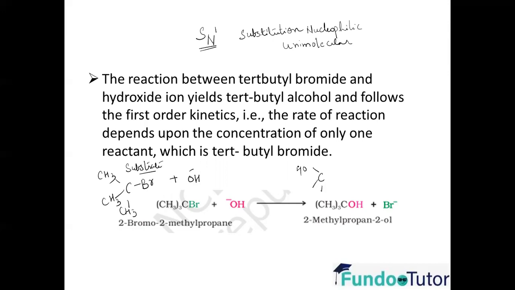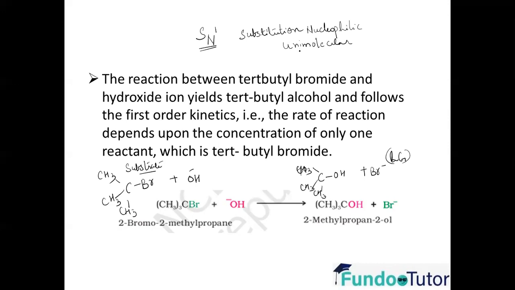This is CH3, CH3, CH3, OH, and Br minus is the leaving group, represented by LG here. This is the product being formed. Here the Br minus has been replaced by OH minus, so we are getting tertiary butyl alcohol. Br is replaced by OH. This is a substitution reaction, as one nucleophile is replaced by another. This is a substitution nucleophilic reaction.